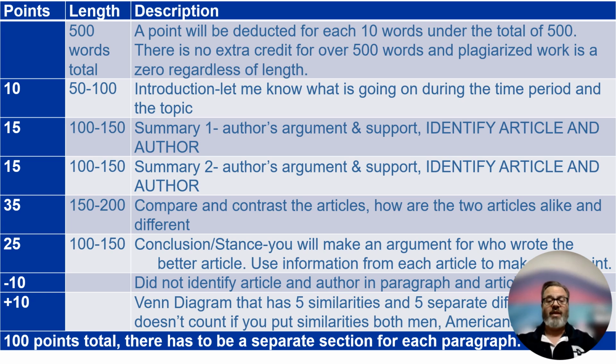Paragraph number 5, you're going to tell me who wrote the better article and why. To get credit for this paragraph, you have to take a stance. It doesn't matter if that's really how you feel. All I'm looking for is, can you make an argument? And you can use information from each article to make the argument. You can say, this was a better argument because of this, and this one lacked this, this, and this. Okay? Make sure that that's about 100 words long.